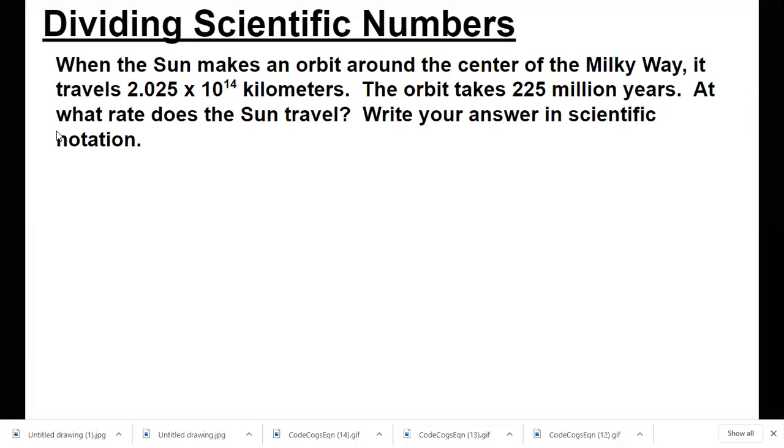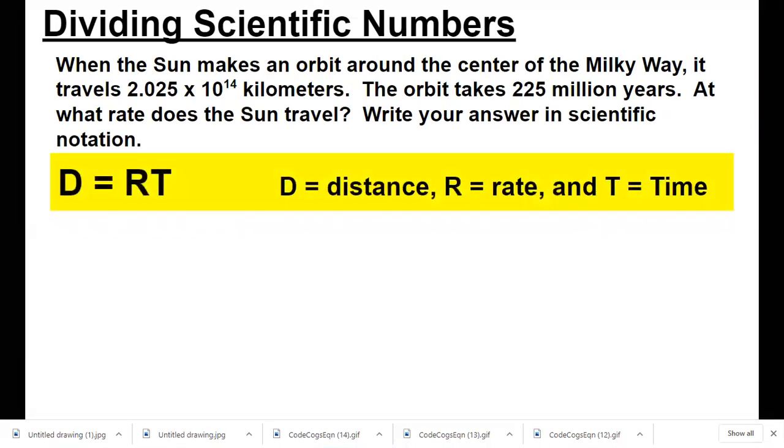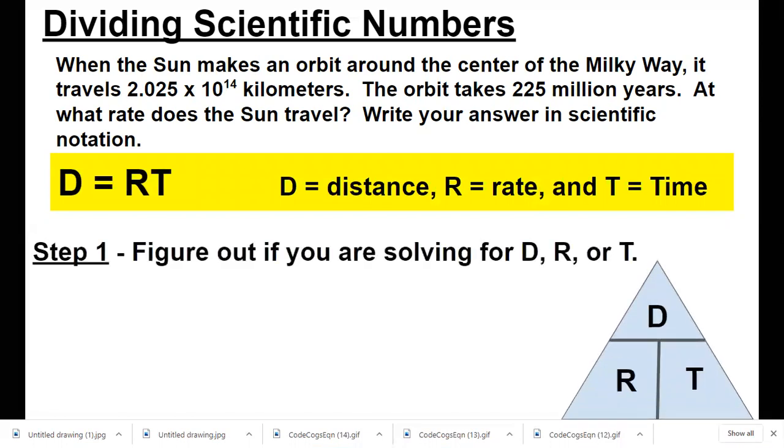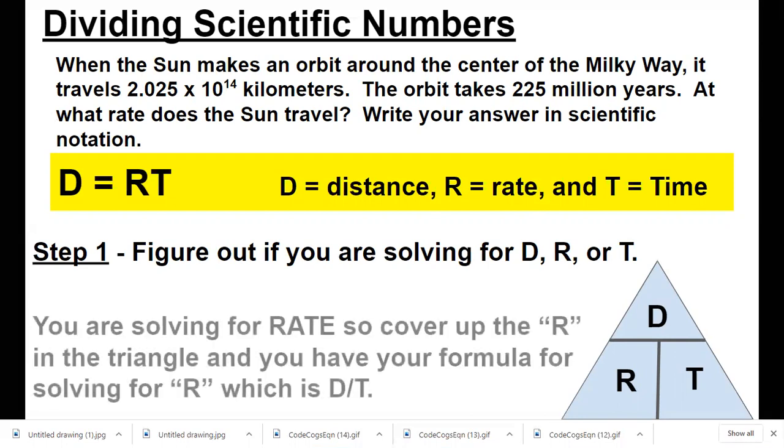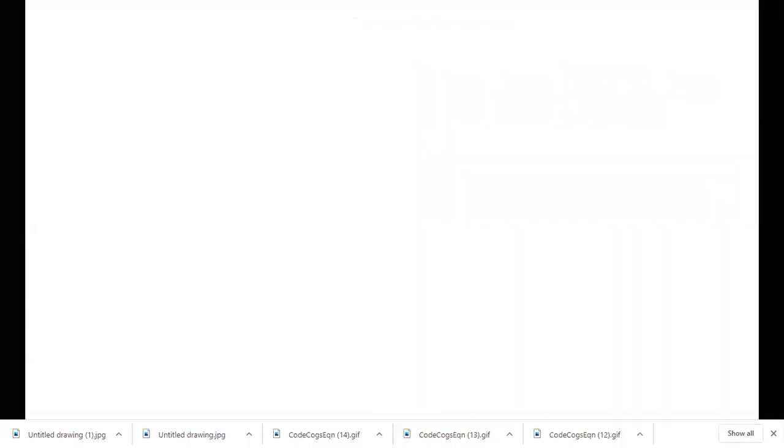So here's the problem again. We're going to use our dirt equation. We're going to use our triangle if necessary. We're going to figure out if we are solving for D, R, or T. We figured out we're solving for R. We cover up the R. It's distance divided by time. Okay, D over T. So let's do that.